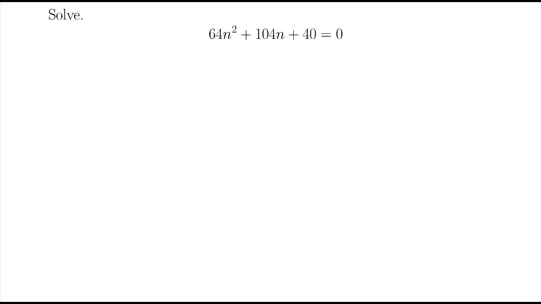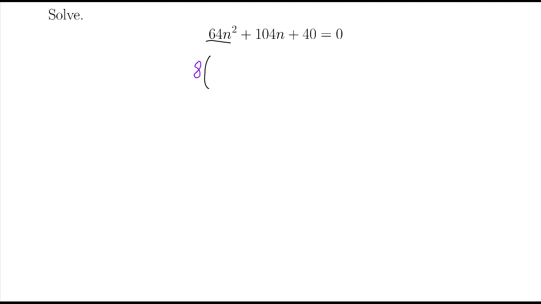Let's solve the equation 64n squared plus 104n plus 40 equals 0. Okay, so these are some large numbers. The first thing we should always check is if there's a common factor. Okay, do we have a common factor? 64, 104, 40, and technically 0, they're all divisible by 8. So I can factor out 8.